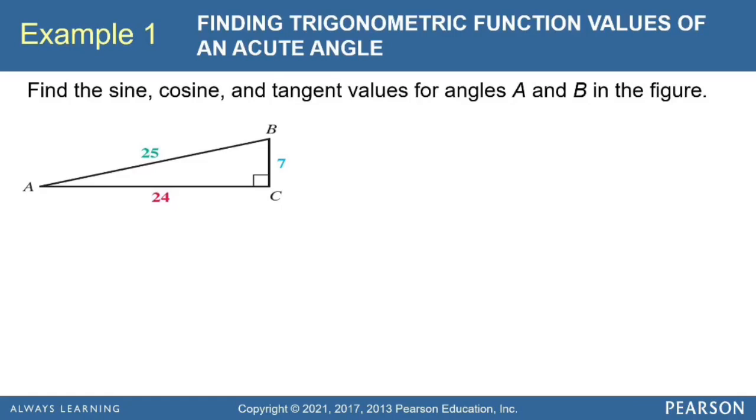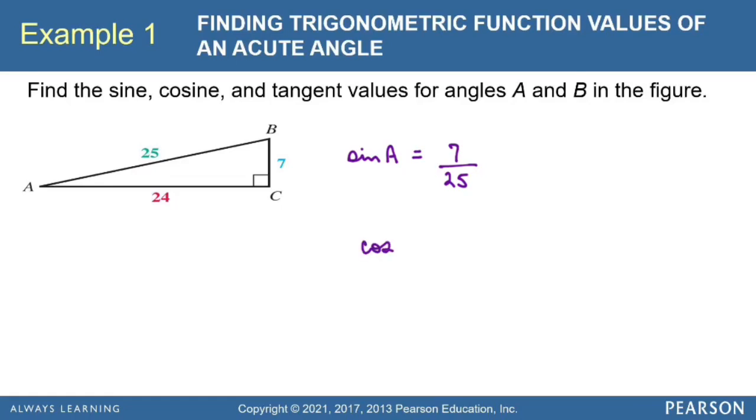So let's practice a little bit. Here we have a right triangle, and we have not a coordinate system in sight. But the instructions say find the sine, cosine, and tangent values for angles A and B in the figure. So let's start with angle A. And so if we're looking at angle A, then we can identify the side opposite, the side adjacent, and the hypotenuse. And so the sine of angle A we know is opposite over hypotenuse. So that would be opposite, which is 7, over hypotenuse, which is 25.